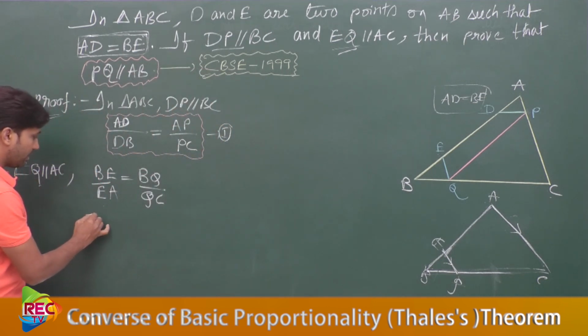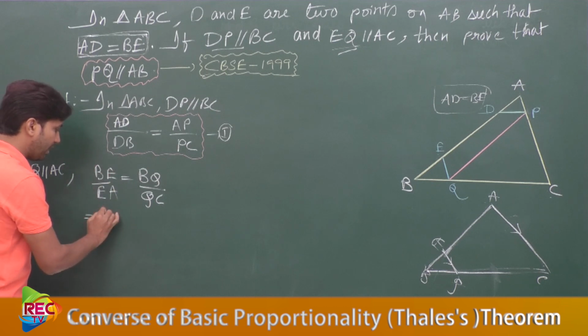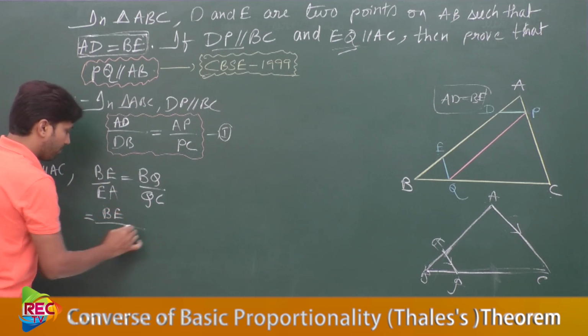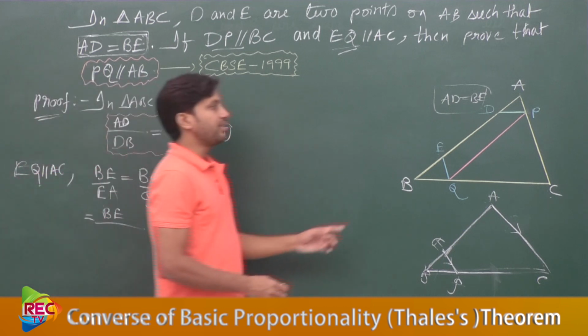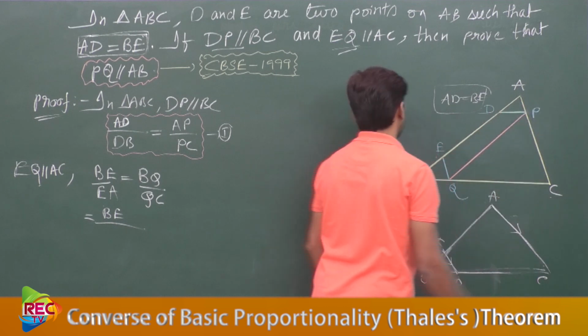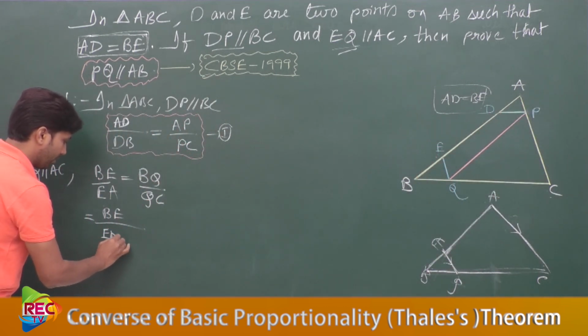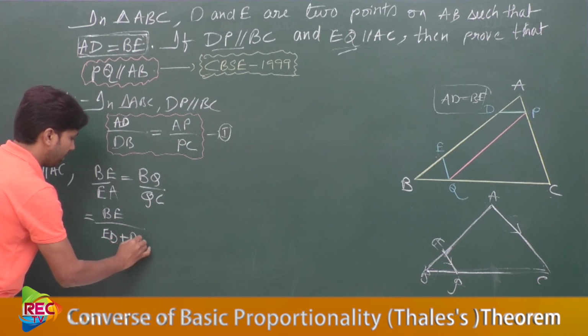Now I want to modify this fraction. So BE by EA, where EA can be split into ED plus DA. So now ED or DE plus DA.